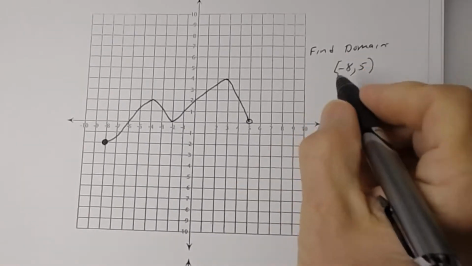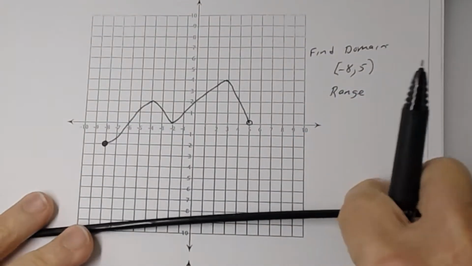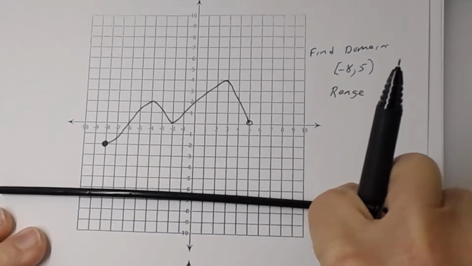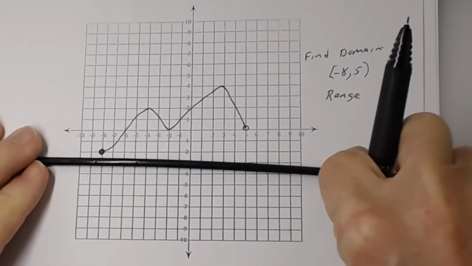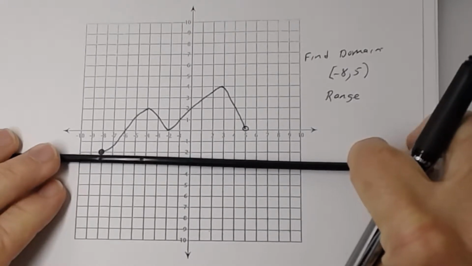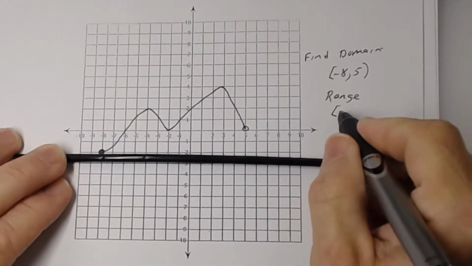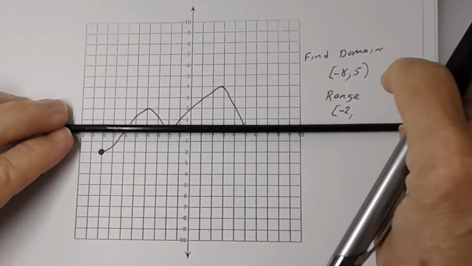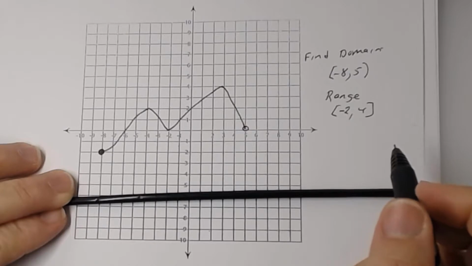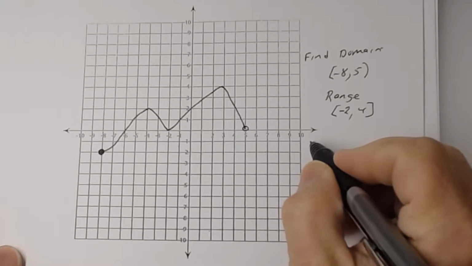Okay, the range, you're going to go along the y-axis from bottom up. Now again, notice there are no arrows. So where does the graph start touching? When y is -2. There's a closed circle there, so we have to use a bracket, comma, all the way to 4 with a bracket. Okay? All right. Then let's talk about increasing, decreasing.